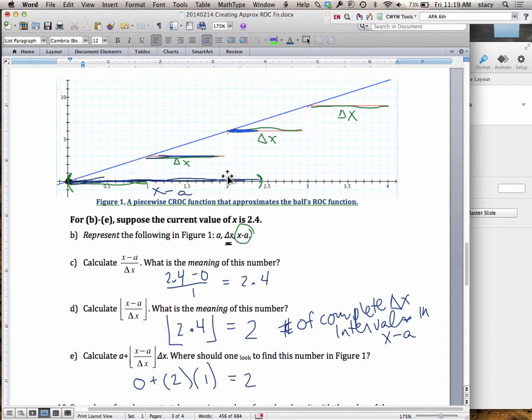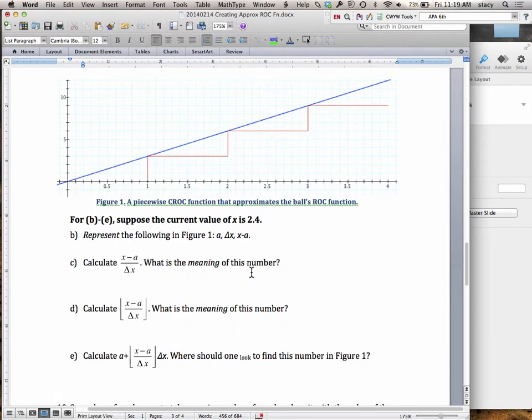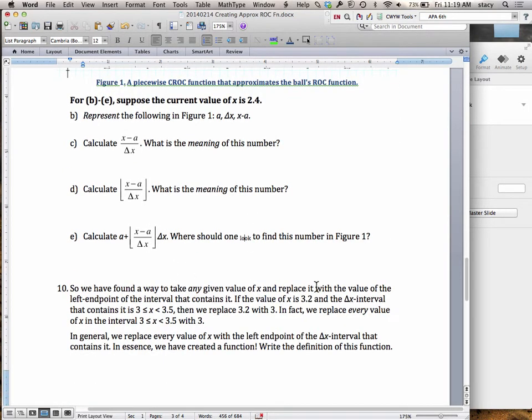So what's the meaning of that value? Here's 2. Why do we care? What is it in relation to 2.4? It's the left endpoint of the interval containing the current value of x. So all of that hard work is how we can find the left endpoint of the interval containing the current value of x. That's what I summarize here.